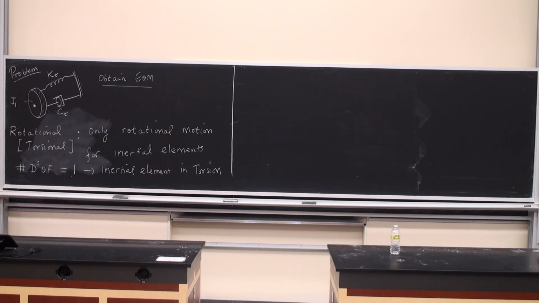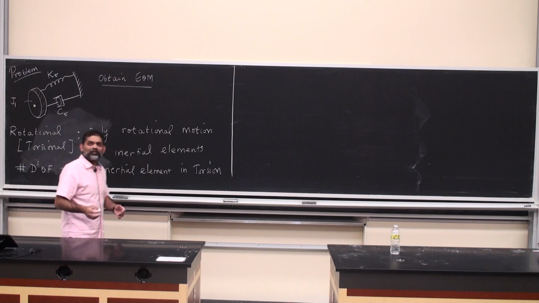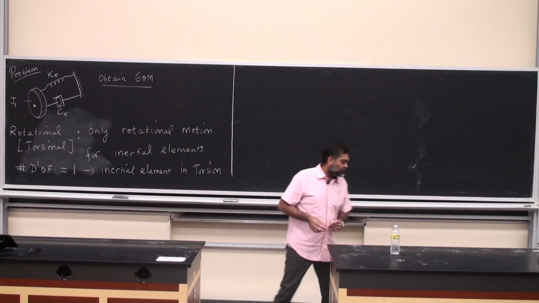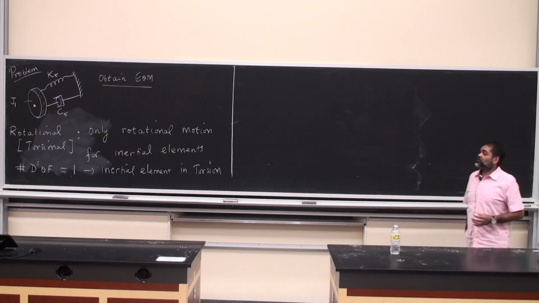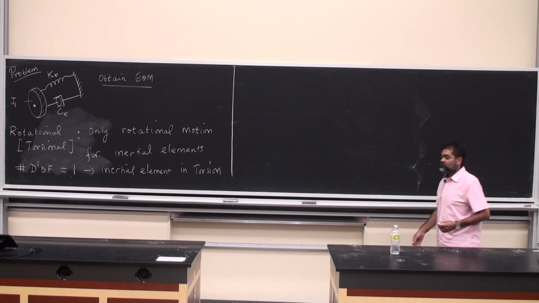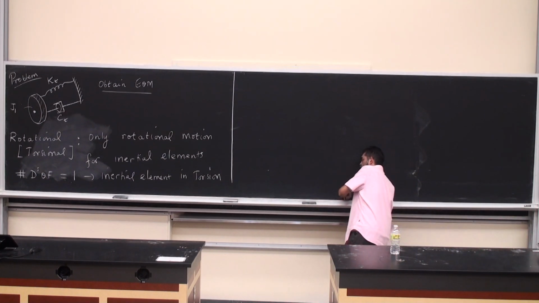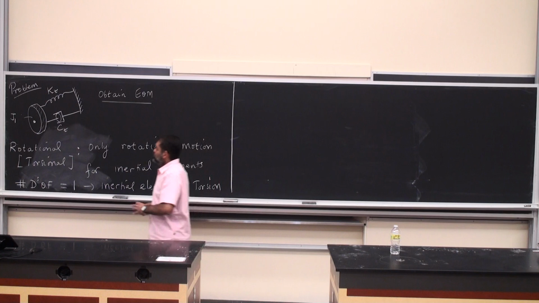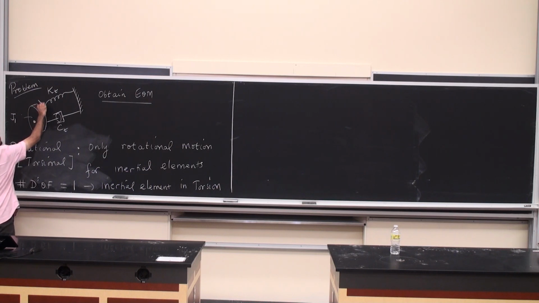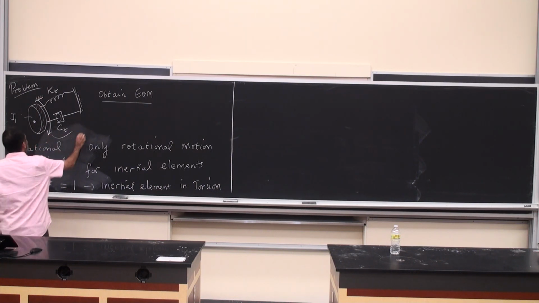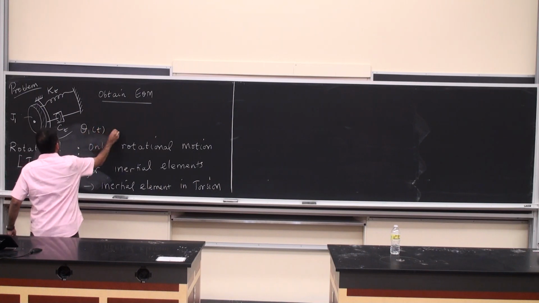And I'm going to label the degree of freedom as theta because it's a rotation, as you can obviously see, which means that we need to come up with a sense for theta. What is positive, what is negative? So I'm going to call the degree of freedom theta 1 just to build on the next problem, and I'm going to label it in the following sense. So this is theta 1 of t.